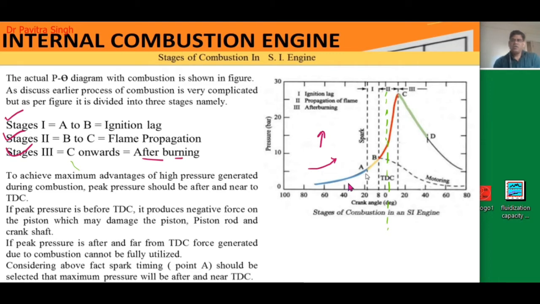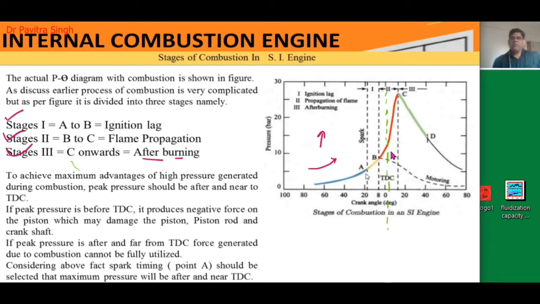Here you can see this is point A, called the point of sparking. At this point we provide the spark from the spark plug. This sparking will initiate the combustion of fuel. It will take some time, and this is called the A to B ignition lag. We provide the spark at point A, and the combustion starts at point B.